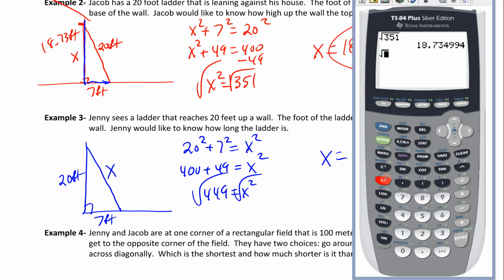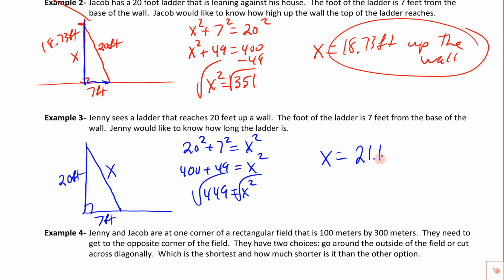So this is going to be the square root of 449. And again, take a guess at what this is going to be. A little more than 20, a little less than 20. What's going to happen here? It actually ends up being 21.1, let's see, 189. So if we go to the nearest hundredth, that's going to be 21.19.